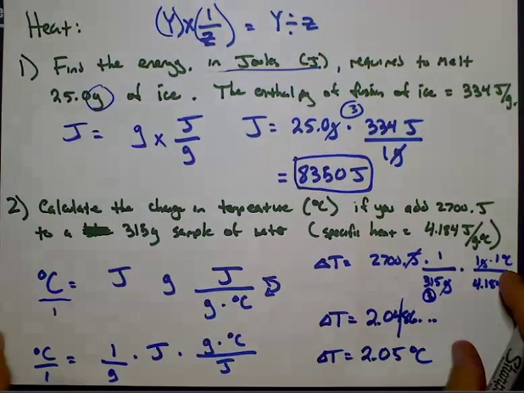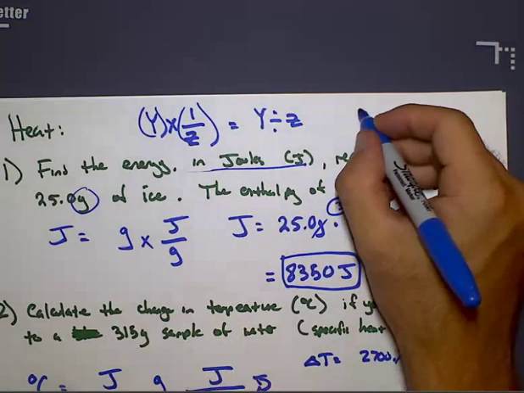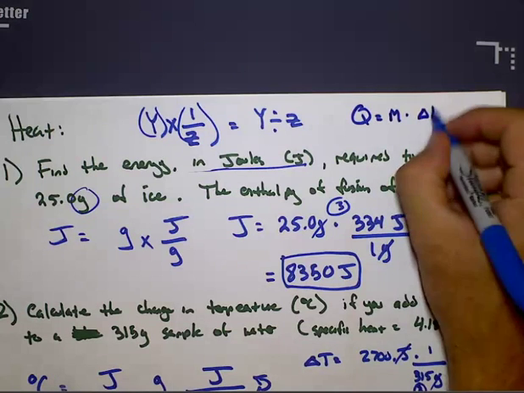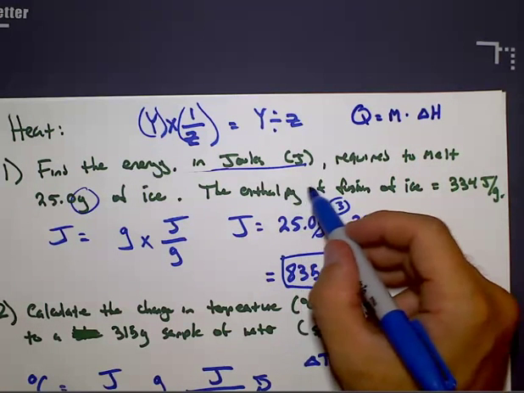So now, we didn't need to know that in our heat problem, Q for heat is equal to mass times delta H, which is enthalpy of fusion.